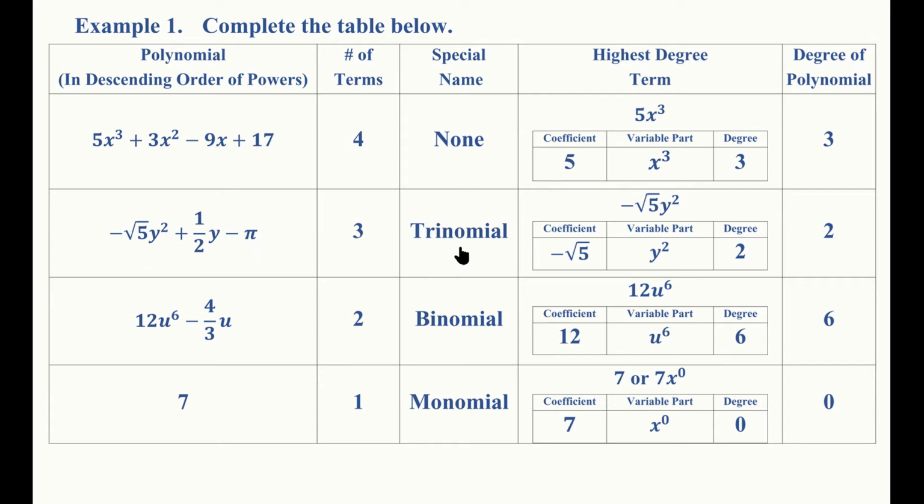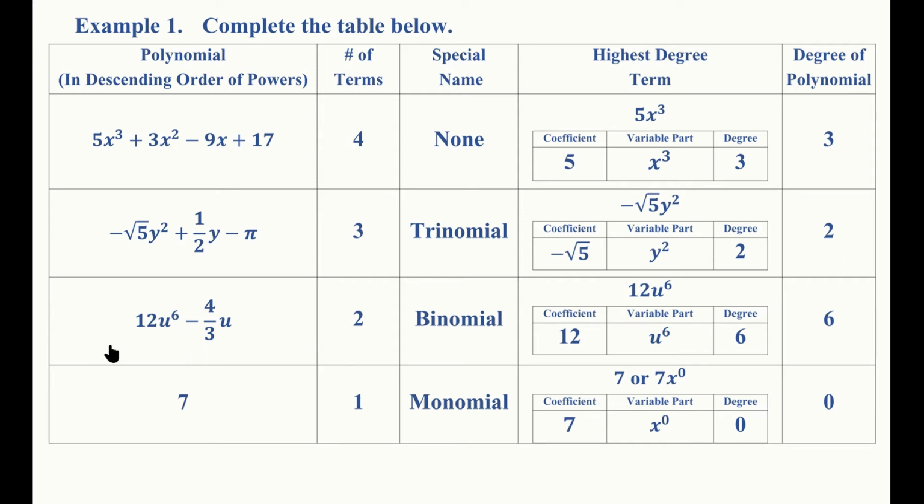We do have a special name for that one. It's a trinomial. Let's zoom in on the term with the highest degree. It's this one. And we know that the coefficient is going to be the negative square root of 5. The variable part is the y squared, and the degree is 2. So that also makes the degree of the entire polynomial 2 as well.